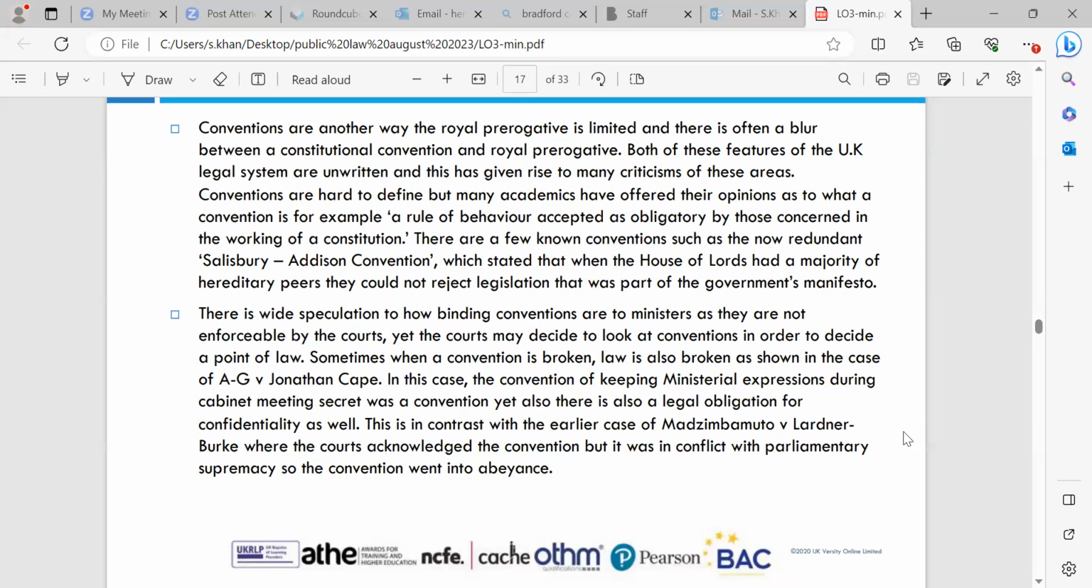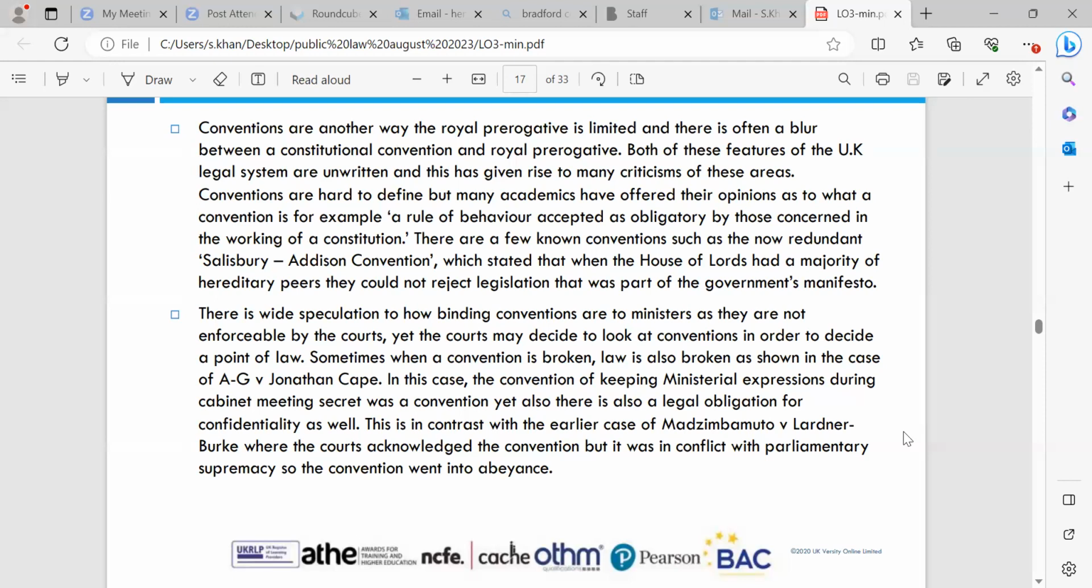There are a few known conventions, such as the now redundant Salisbury-Addison Convention, which stated that when the House of Lords had a majority of hereditary peers, they could not reject legislation that was part of the government's manifesto. There is wide speculation as to how binding conventions are on ministers, as they are not enforceable by the courts, yet the courts may decide to look at conventions in order to decide a point of law.